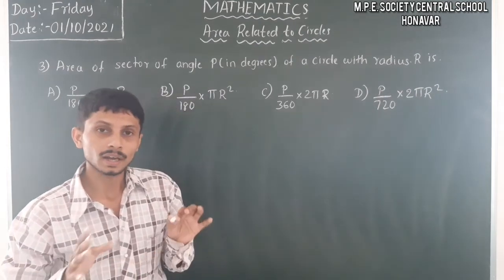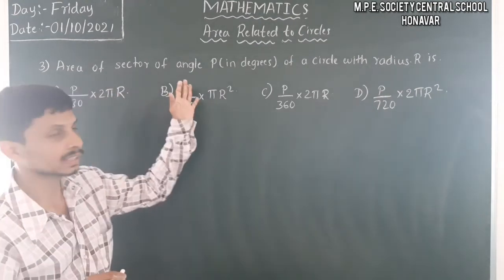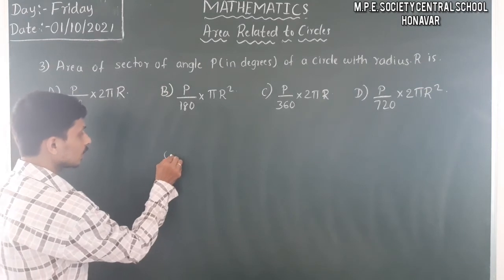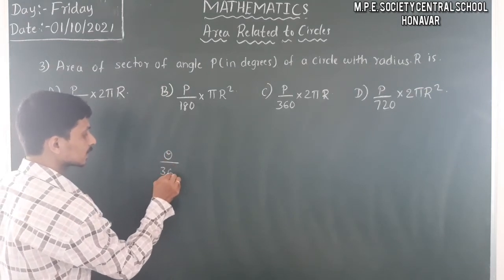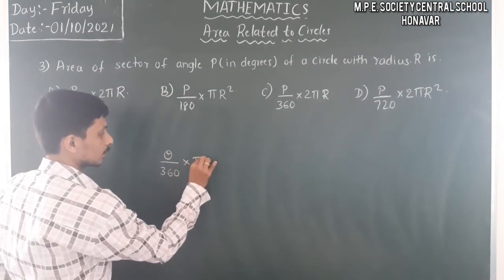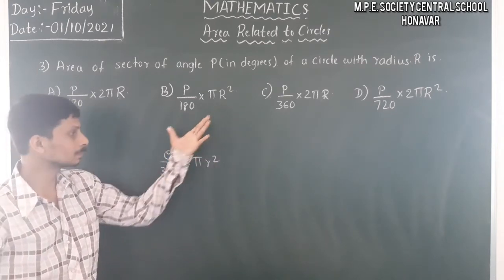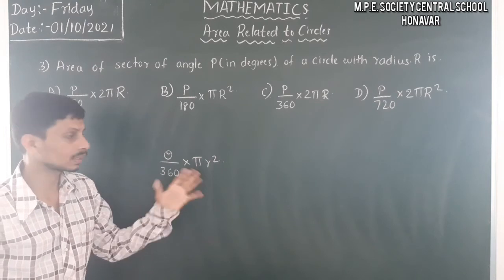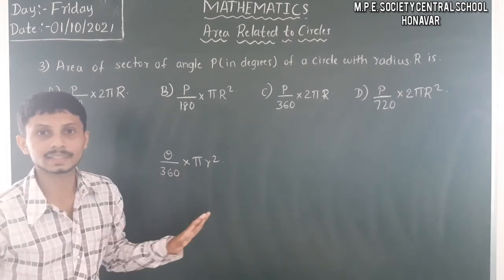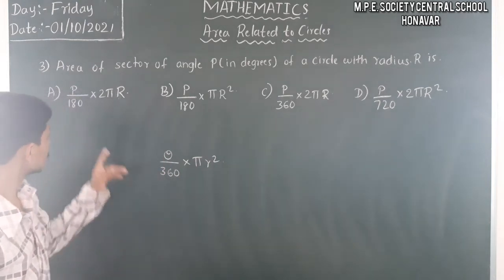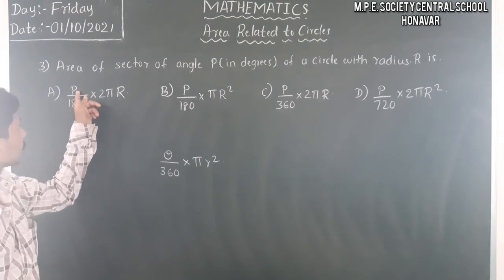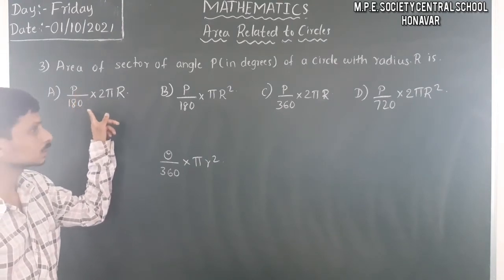Okay, we already know the area of a sector of an angle. When it is theta, we already know it is theta by 360 into pi r square. So which one of these four matches with this one? We have to take that one as the answer. But just observe the first one. Here we have P by 180. That is not possible.